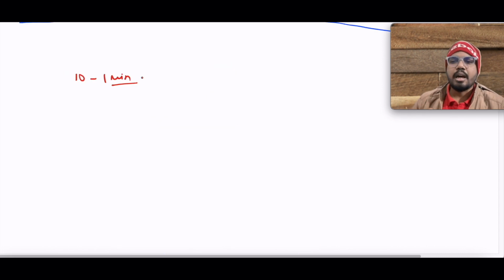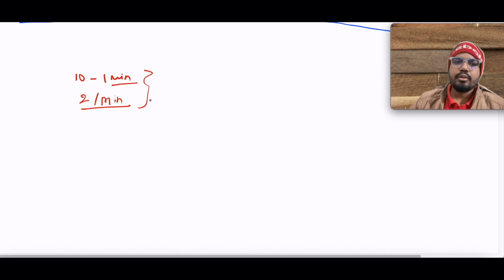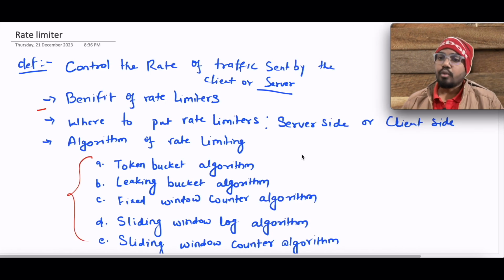So let's take an example. Suppose a user can post up to 10 times in a minute, or maybe you can allow 2 posts per minute. For these things you can use a rate limiter. Another example: suppose you want to allow creating 10 accounts per day from the same IP address. I hope you understand the definition and the usage of rate limiters.